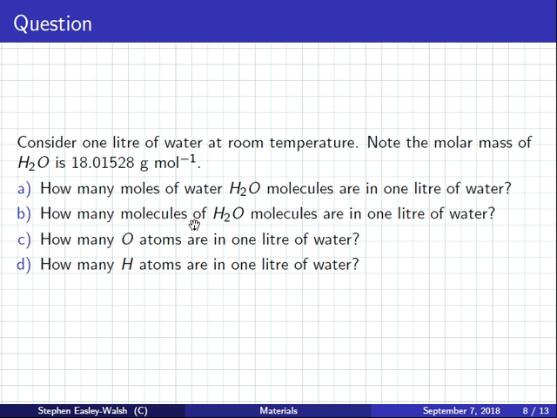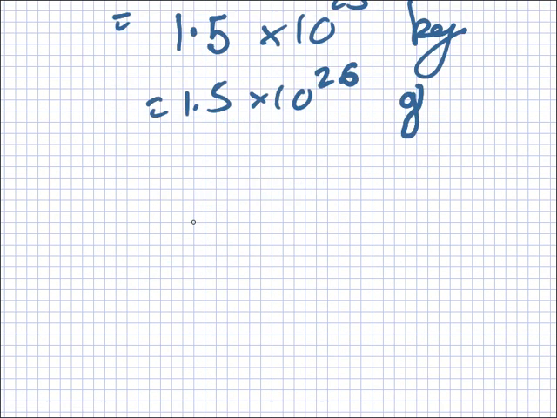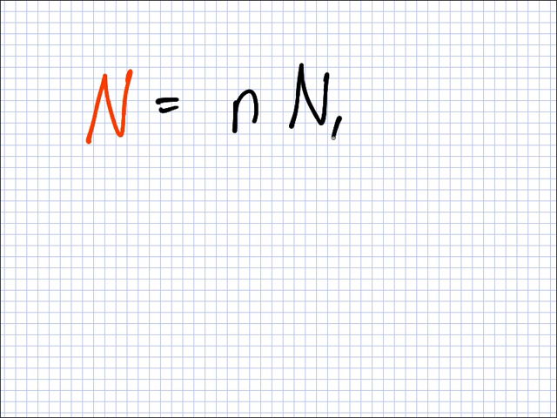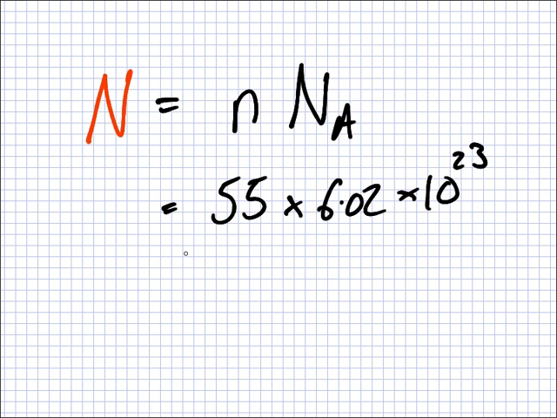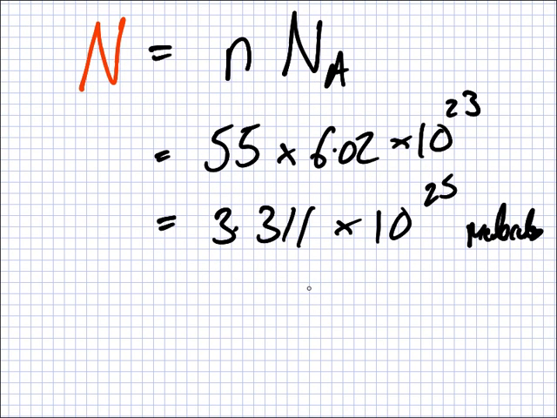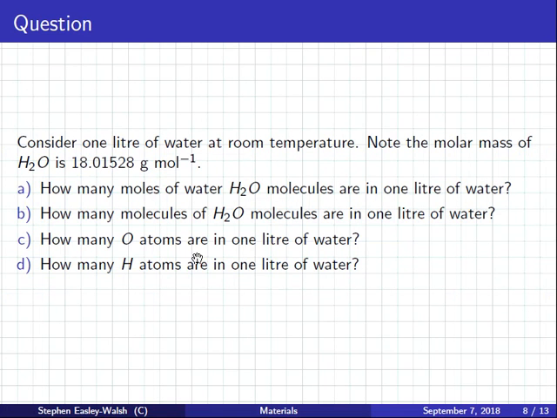Guys, you need to tell me what's wrong. You look confused. How many molecules is equal to moles? Multiply by Avogadro's number, and this was 55. What did you get? 3.311 times 10 raised to the power of 25 molecules. Is that okay? Are you sure? How many oxygen atoms are there?